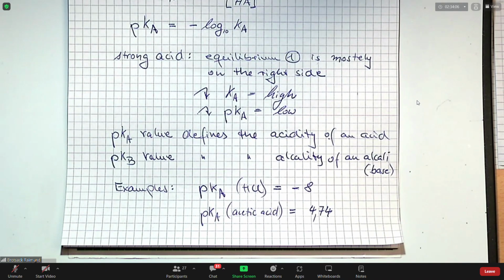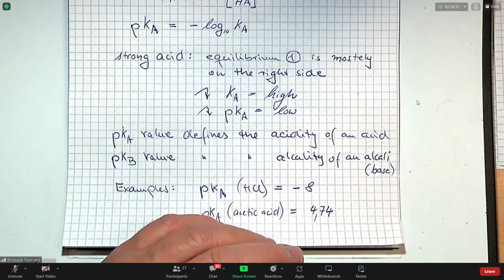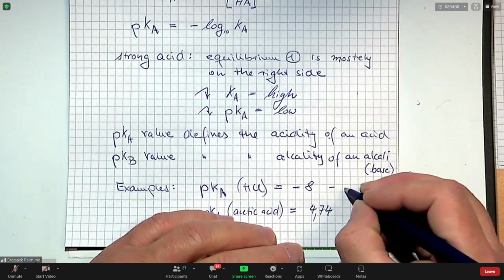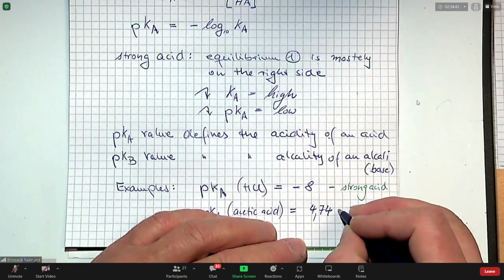Now you have to decide which one is the strong acid and which one is the not as strong acid. The pKa is low, -8, compared to plus 4.7. So, of course, HCl is much stronger than acetic acid. This is a strong acid, and this is a weak acid.